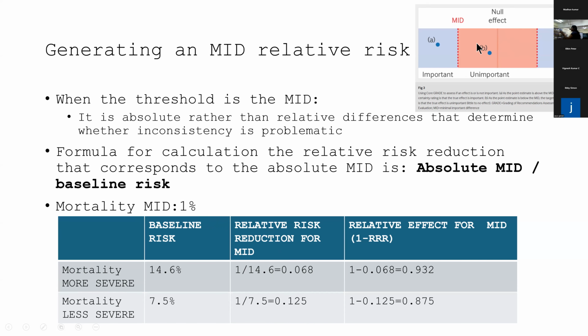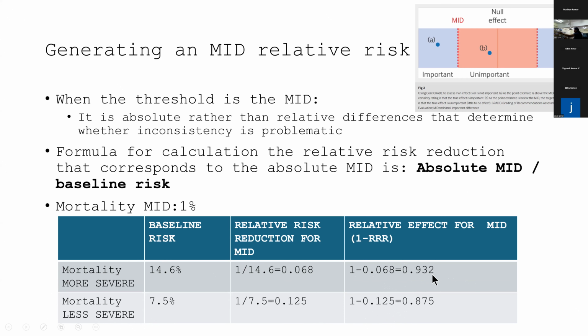Now that you've got a relative risk reduction, you have to convert that into a relative effect for MID. So for that, you have to do 1 minus relative risk reduction. So the MID threshold for severe pneumonia is how much now? 0.932. And for less severe pneumonia is 0.875. Did you understand this? Okay. So basically, what we have done is, we have converted the MID, which is absolute, to an MID threshold, which is relative. Okay, so let's just check all the calculations.